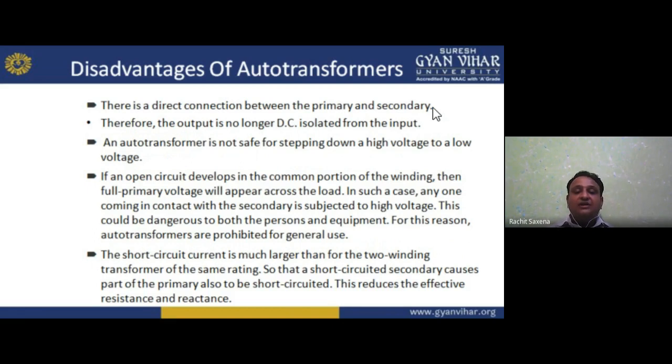Now the short circuit current is much larger than for a two winding transformer of the same rating. The short circuit current is much larger because the two windings are electrically connected. So if there is a short circuit, the current has the maximum value compared to a two winding transformer of the same rating. Why is it so? Because they are in the same connection, so a short circuit on the secondary causes part of the primary also to be short circuited. This reduces the effective resistance and reactance.